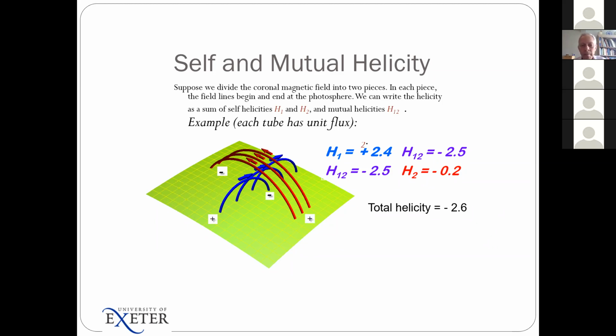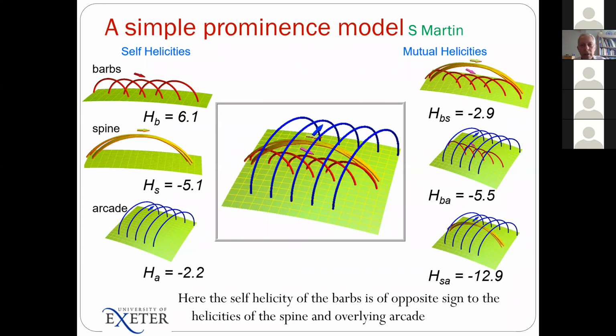A more interesting example here is Sara Martin's prominence model, where you have barbs and a spine going through and a sort of arcade on top. Then you get various self-helicities and mutual helicities. Here the self-helicities are mostly due to shear as far as the arcade and the barbs are concerned, but some twisting in the spine region. Okay, and then you get self-helicity of barbs of opposite sign to the helicity of the spine and overlying arcade.